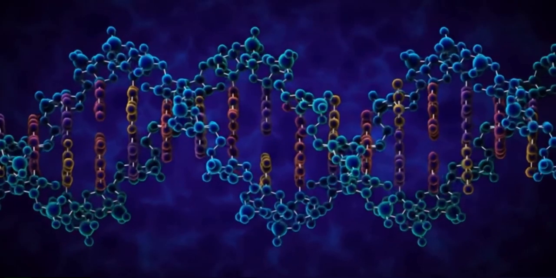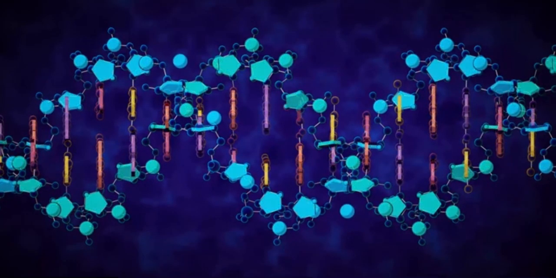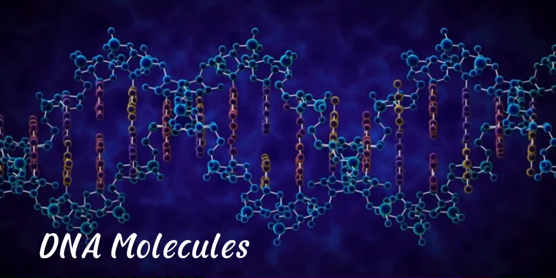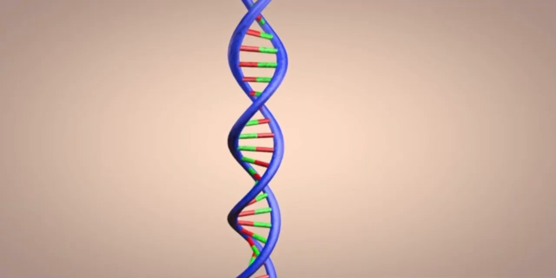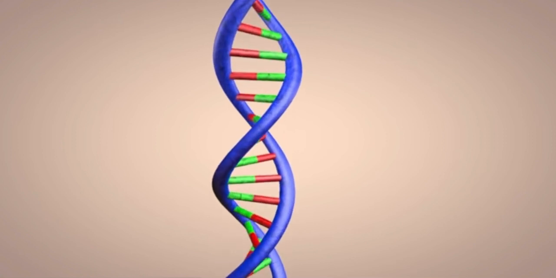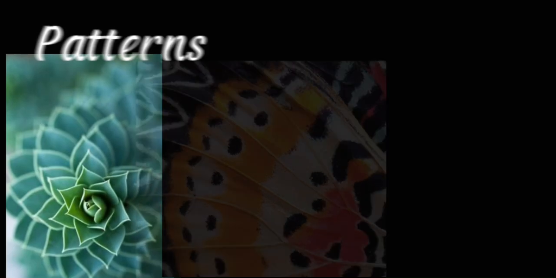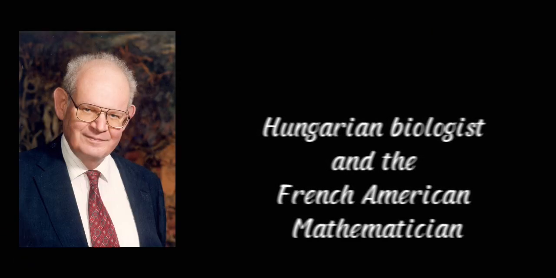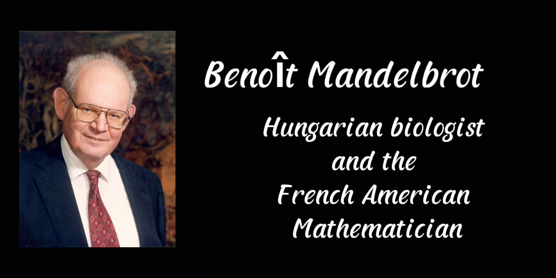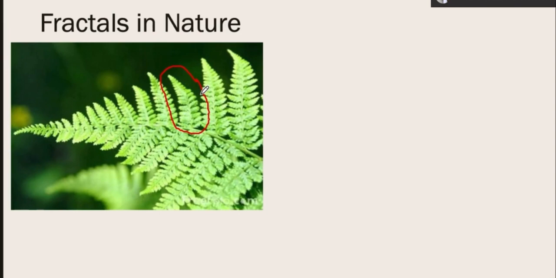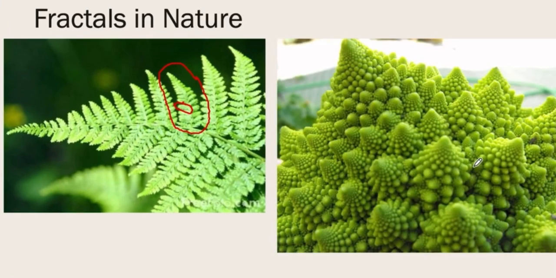Even the microscopic realm is not immune to Fibonacci. The DNA molecules measure 34 angstroms long by 21 angstroms wide for each full cycle of its double helix spiral. Patterns can be seen everywhere. The Hungarian biologist and the French-American mathematician Benoit Mandelbrot showed how the mathematics of fractals could create plant growth patterns. As we've listened to the first part of the video, we knew what it was all about.